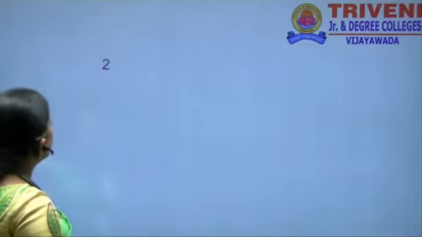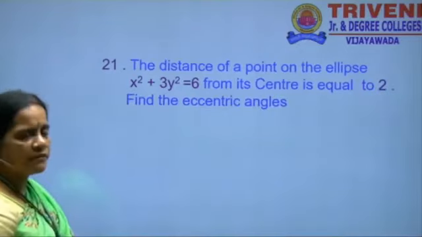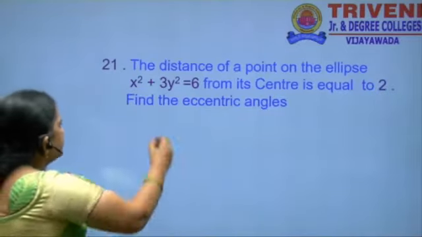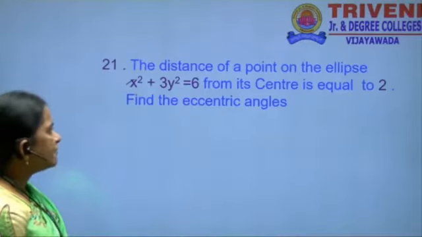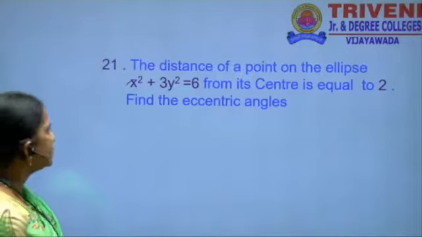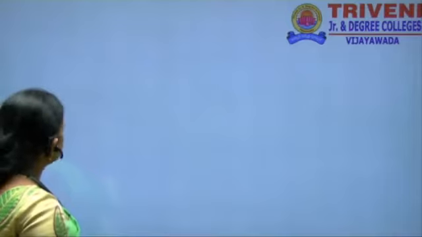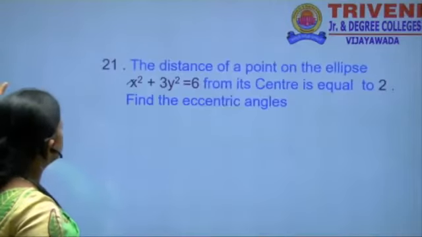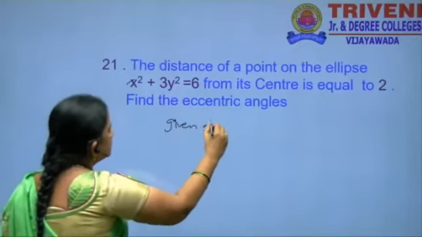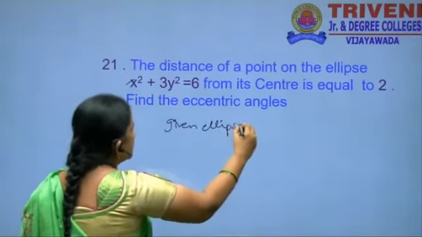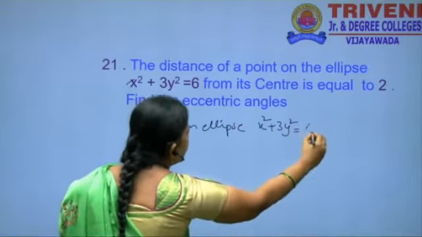And then the next problem based on these parametric equations: the distance of a point on the ellipse x square plus 3y square is equal to 6 from its center is equal to 2. Find the eccentric angles. Here the given ellipse is x square plus 3y square is equal to 6.